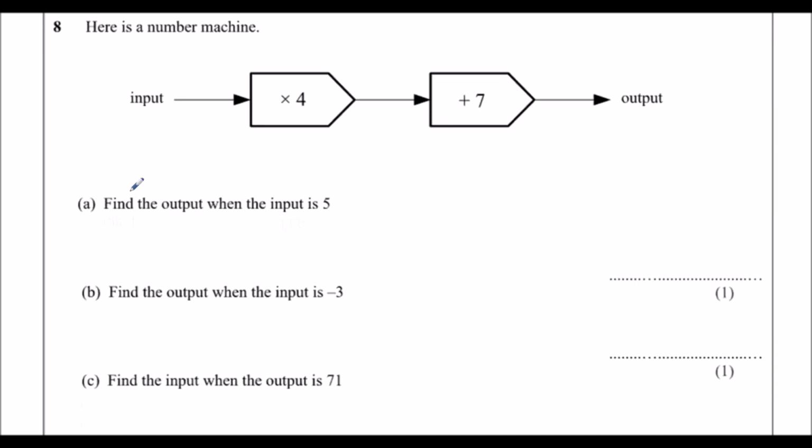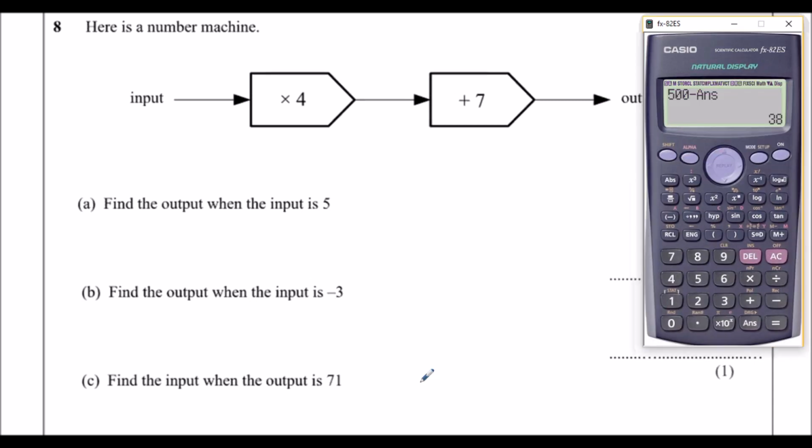Question 8. Here is a number machine. So we've got an input, then we multiply by 4, then we add 7, and we get the output. Find the output when the input is 5. So we're going to do 5 times 4, and then plus 7. We can do that in the calculator, but 5 times 4 is 20, plus 7 is 27. And find the output when the input is -3. So let's use the calculator this time. So we can have -3. We're going to multiply it by 4, which gives us -12. And then we're going to plus 7, which is -5.